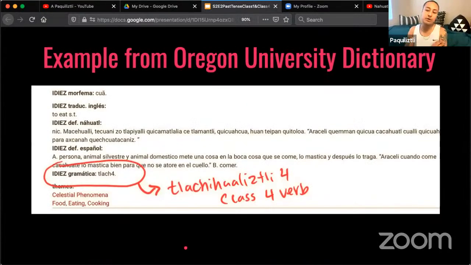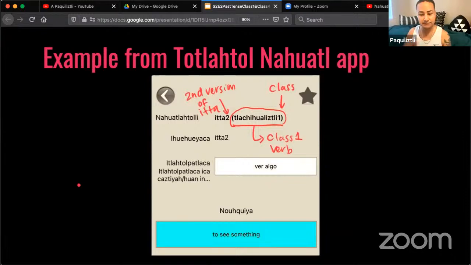Okay. If you use the Oregon University Dictionary, they have it under Grammatica. So here, this verb qua, which means to eat, they have it as tlachihualistli nawi, a class 4 verb. And so you would use the class 4 verb rules to create the past tense of this one. I guess they don't show you what the past tense looks like in this one, but that's why I like the Tlahtolchitlacayot that gives you the past tense form. If you're using the Nahuatl app, the Totlahtol Nahuatl, same thing.